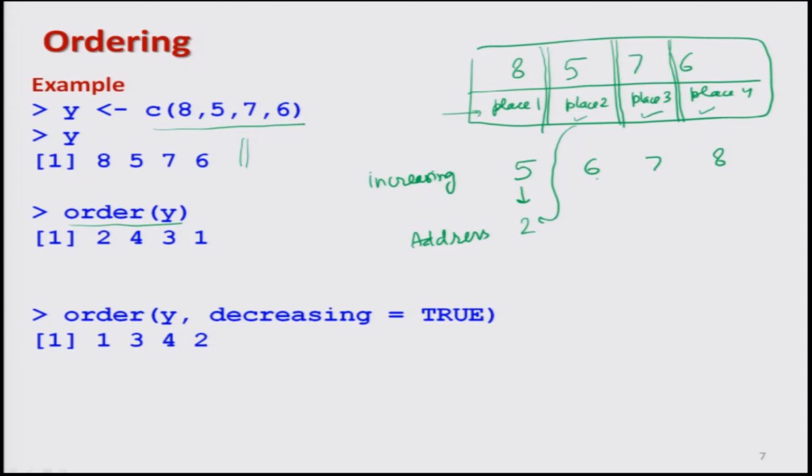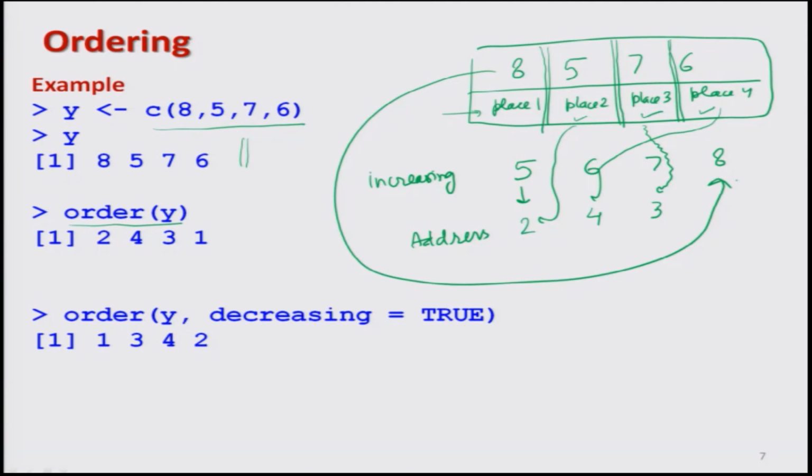What about 6? 6 is at place number 4. What about 7? 7 is at place number 3. And what about 8? This 8 is here, and the address of the place of 8 is 1. So, now I should get a vector 2, 4, 3 and 1, which denotes the addresses of 8, 5, 7 and 6, and this is what we are getting over here.